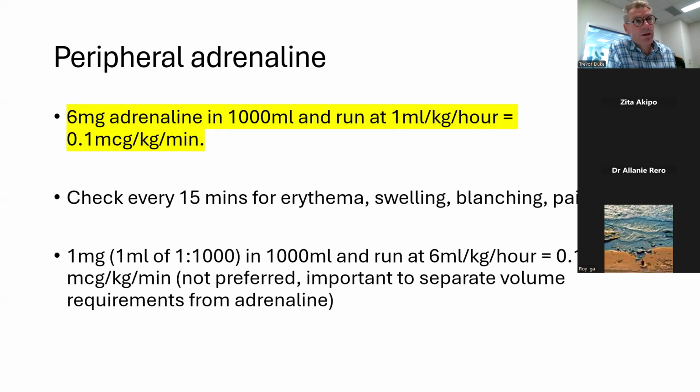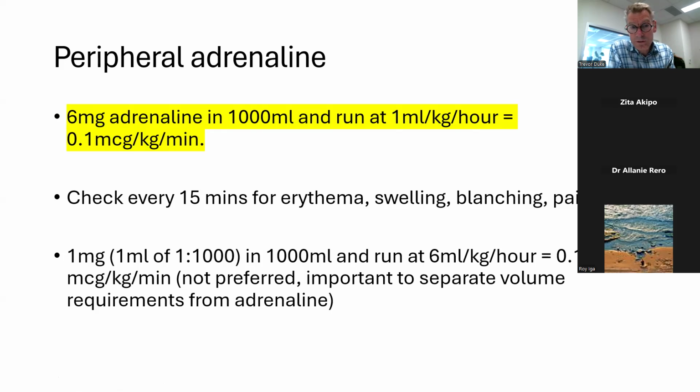Now, in most places you won't be able to put in a central line. You might learn how to do that, a femoral venous line, or even an internal jugular line or a subclavian line. You might learn how to do that. But if you can't and you don't, then you can run adrenaline through a peripheral line as long as the concentration is not too high. And this is the best way to do it.